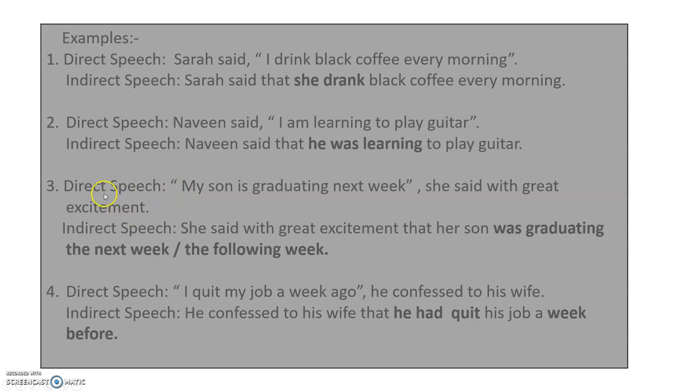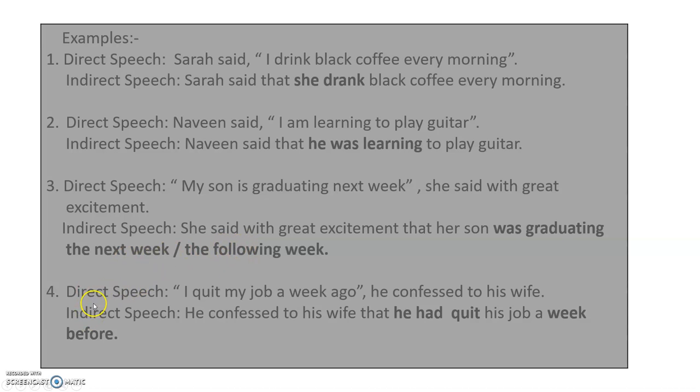Look at the third example. Direct speech: "My son is graduating next week," she said with great excitement. Now, let's see the change here. Indirect speech: She said with great excitement that her son, you can't say "my son," no, because you're talking about her. So, her son was graduating the next week, or you can even say the following week. Either of these answers is correct.